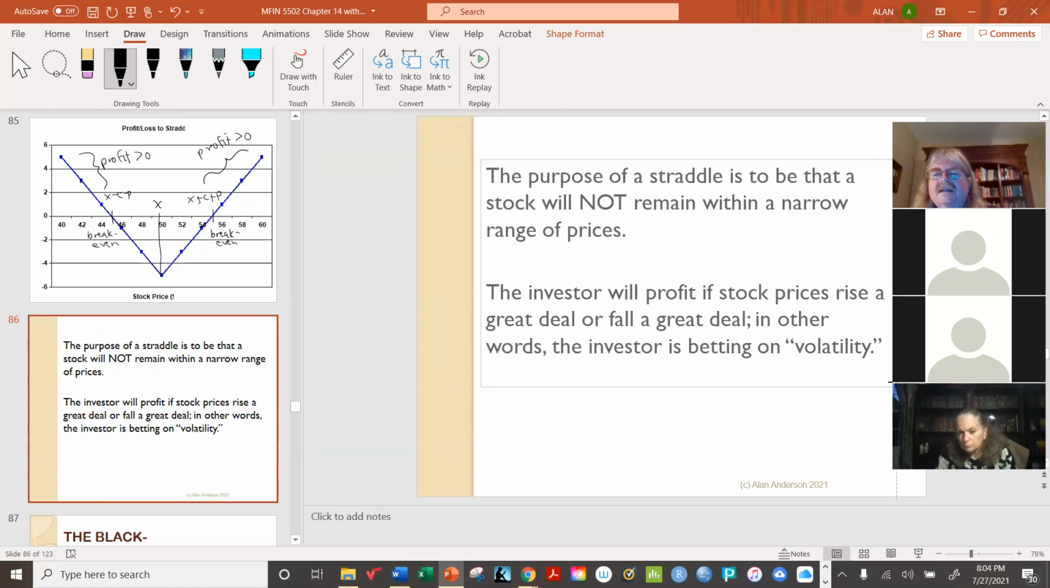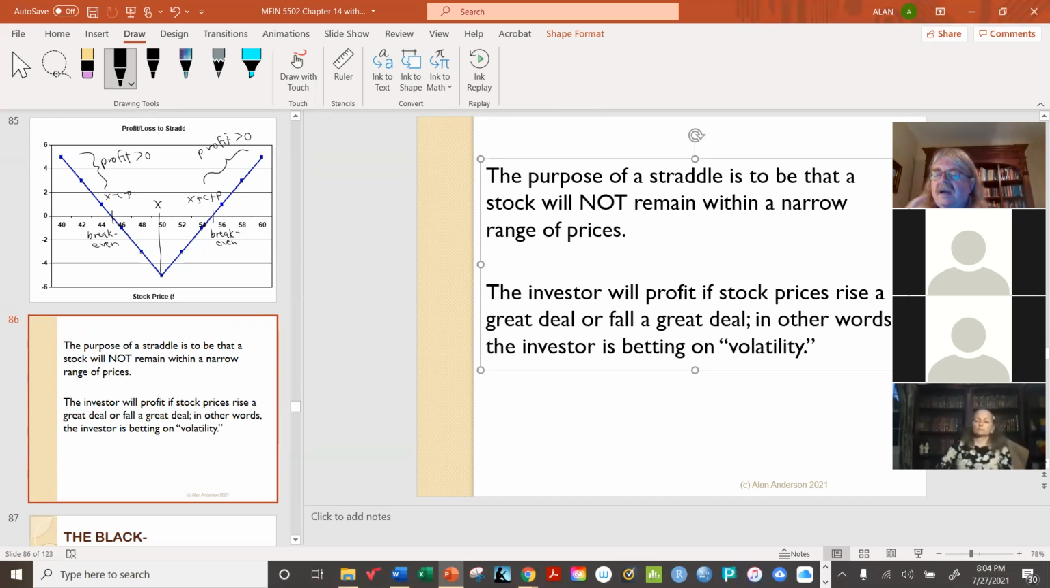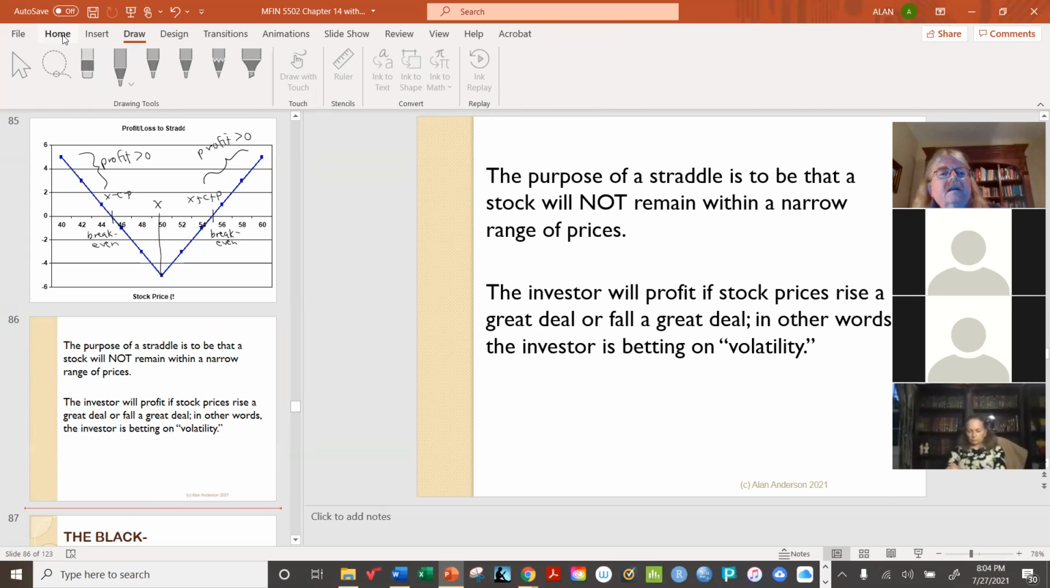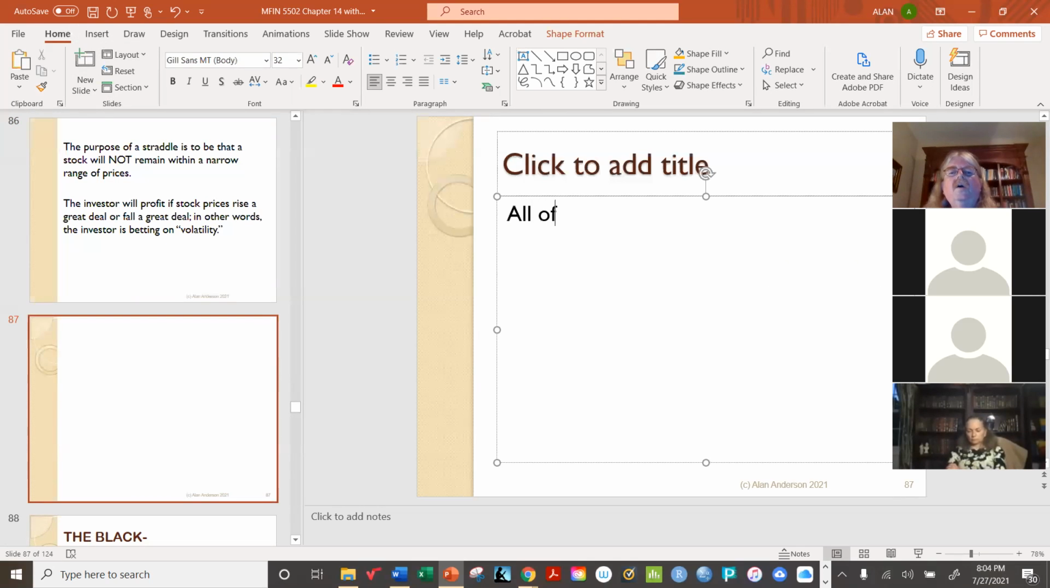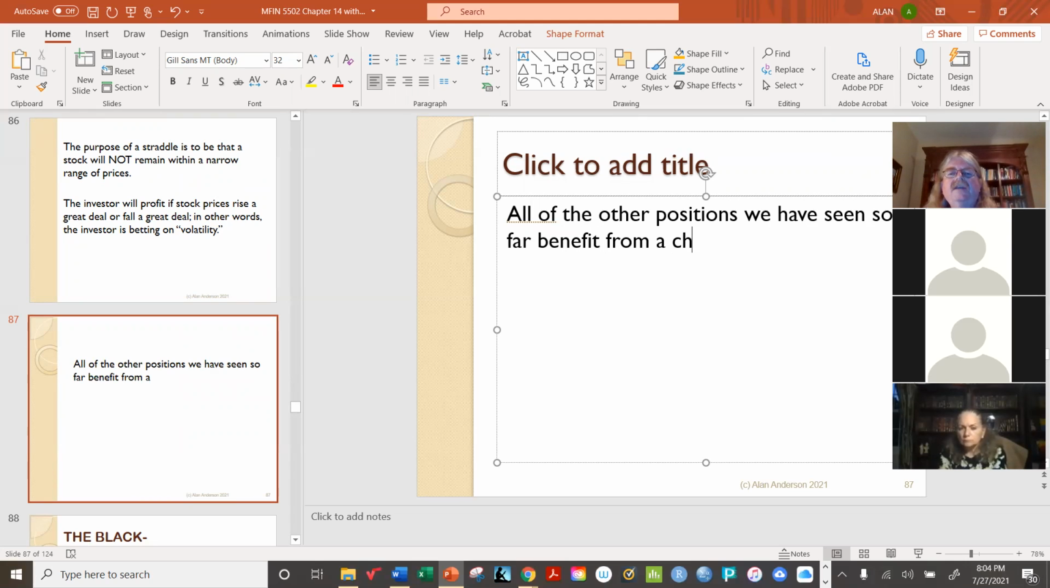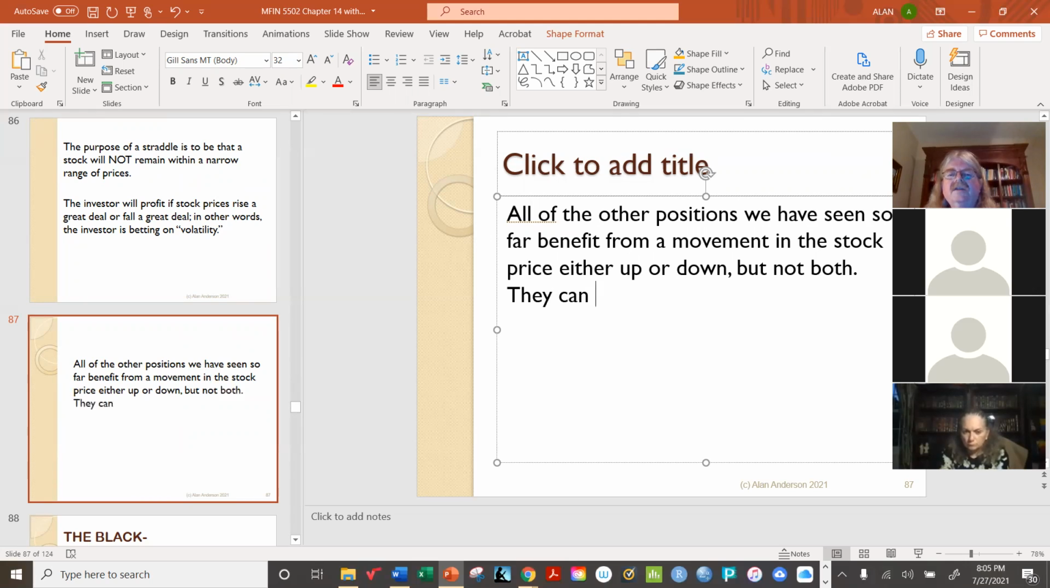Okay, volatility, meaning that the price will bounce around. So we don't really care which way it goes. If it goes up a substantial amount or down, we still make money. In other words, unlike the other positions we've been looking at, all of the other positions you've seen so far benefit from movement in the stock price in one direction only, either up or down, but not both. They can be considered to be directional bets.